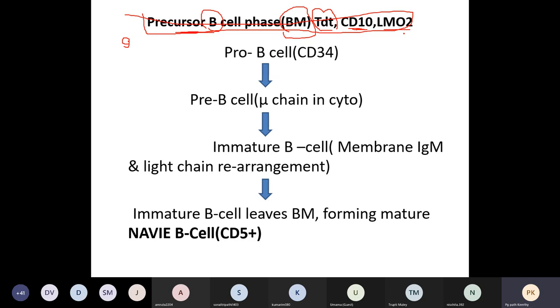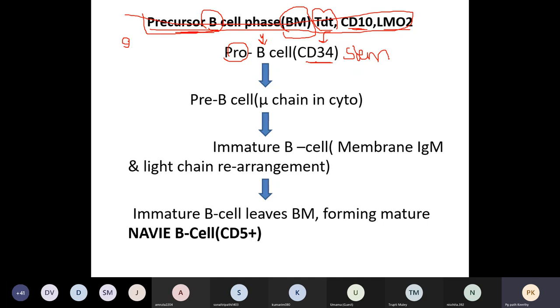Then these precursor cells will become pro. This is precursor. Remember, precursor B cells. Then it will become pro. Then what extra thing will it acquire? It will acquire CD34. What is CD34? It is a stem cell factor, right?